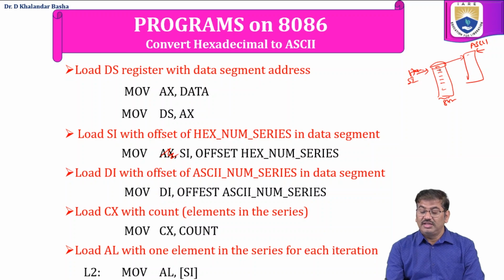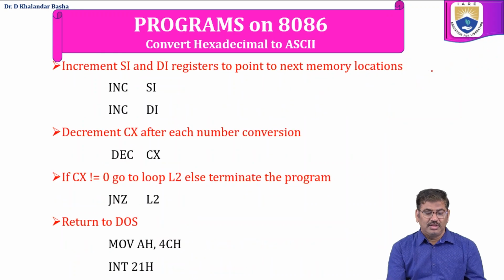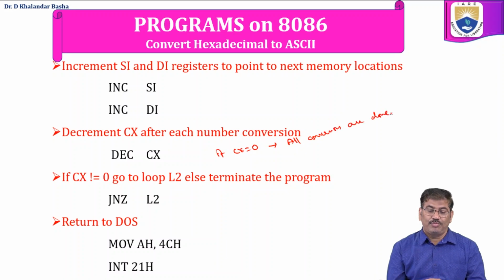Its equivalent value. Then for fetching the next memory location, we will first decrement the count, that is decrement CH. For pointing to the next memory location, for the source data, increment SI. For the destination data, increment DI. As one data conversion is done, we decrement the count. So if the CX content is 0, it indicates all numbers are done, all conversions are done, so we can exit the program.